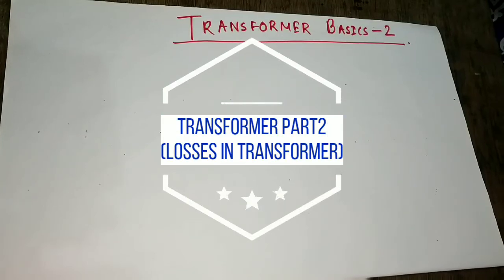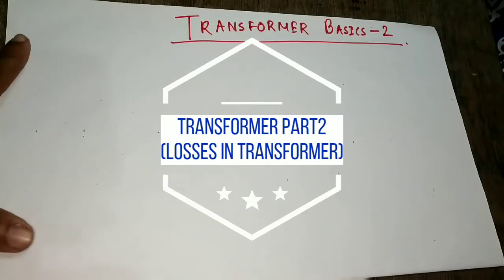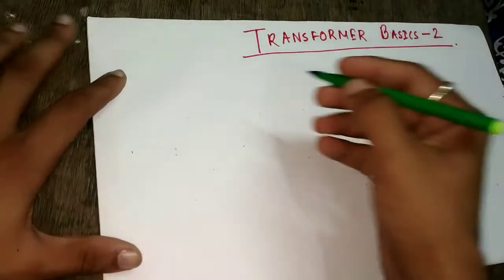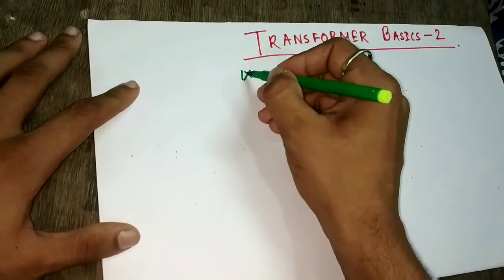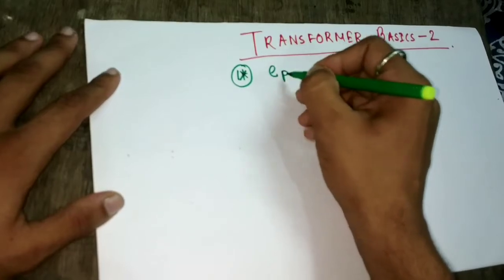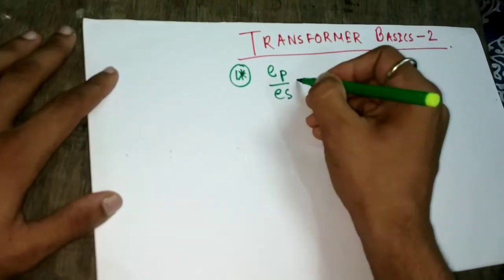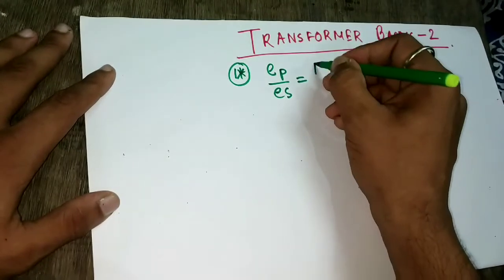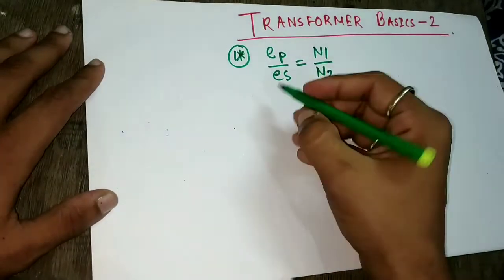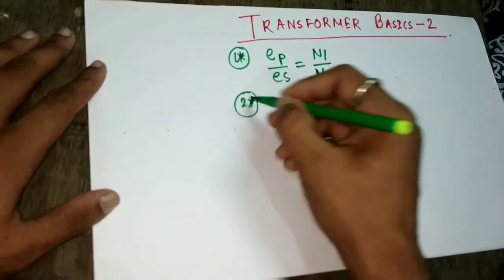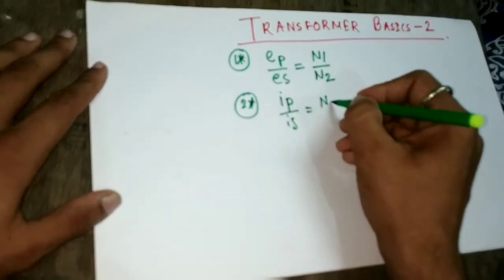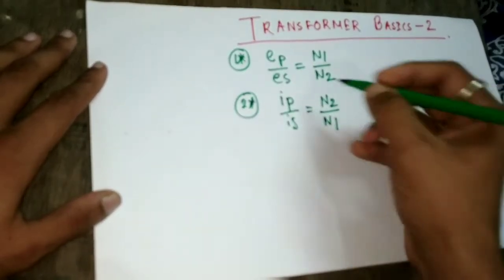In the previous video, we have derived two important equations for the transformer. One is EP by ES equals N1 by N2, and IP by IS equals N2 by N1.